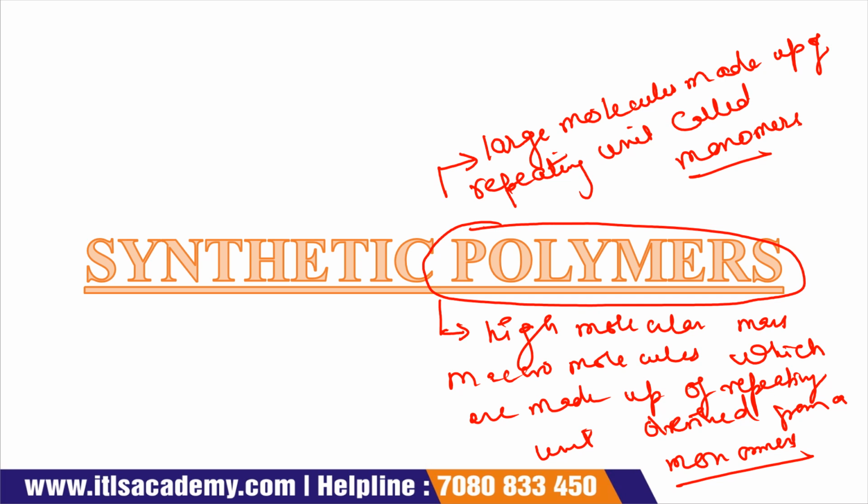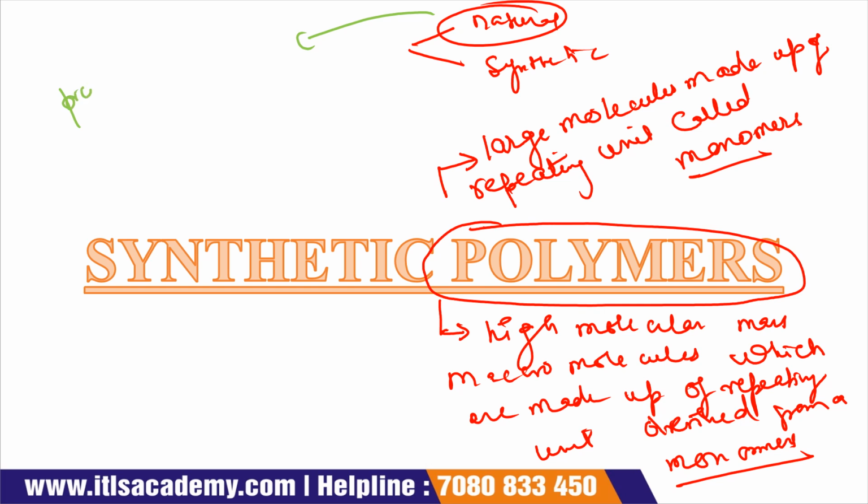Now, these polymers are either natural or synthetic. Natural polymers are those polymers which are present in nature, that is, naturally present. But the synthetic polymers that we have to discuss are made by a chemical reaction. They are man-made.